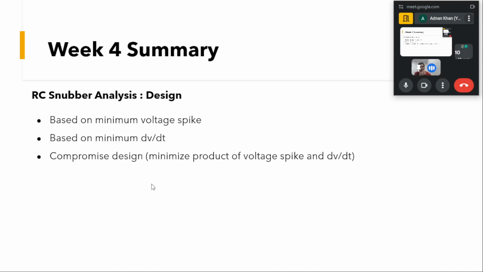The other design is a compromise design, where we need not have a minimum voltage spike criterion or a minimum dV by dt criterion, but a bit of both. We have a minimized product of both voltage spike and dV by dt. These are the three ways for which we usually design this RC snubber. And in the problems part we shall go through how this is done.